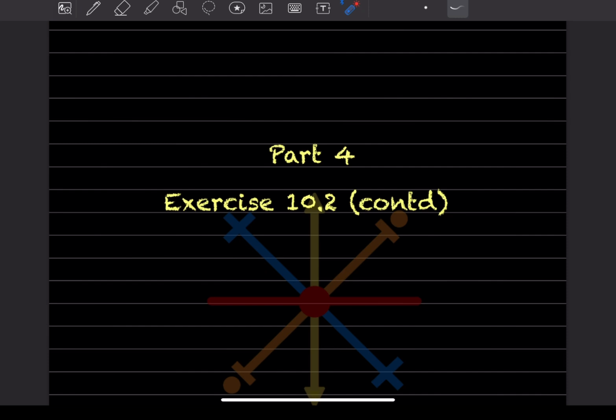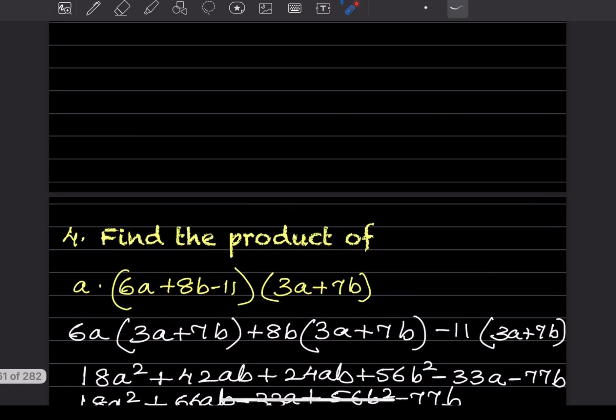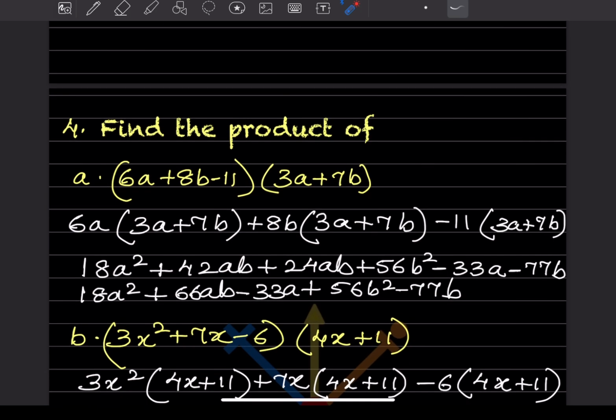So today we'll do part 4. In that we'll see the continuation of exercise 10.2. There were a few questions left. So here they said, find the product of.